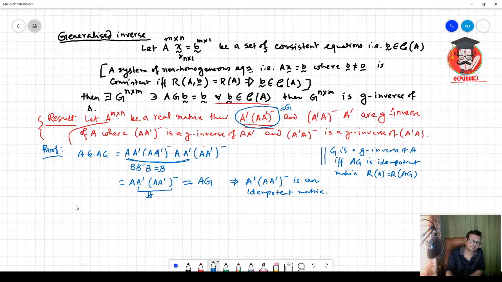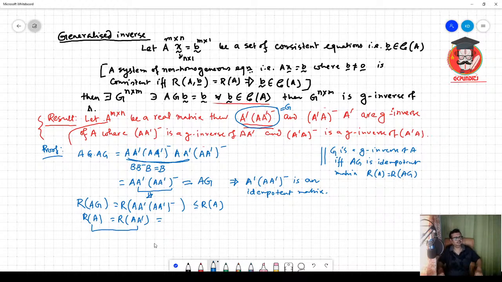Now rank of AG, so this is equal to rank of A prime G inverse. So this is less than or equal to rank of A. Again, rank of A is equal to rank of A prime. We know this result.